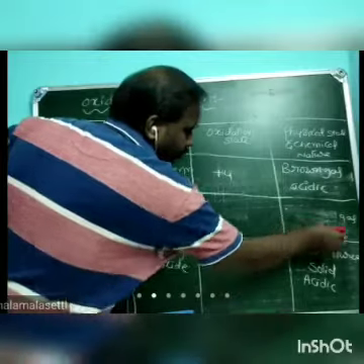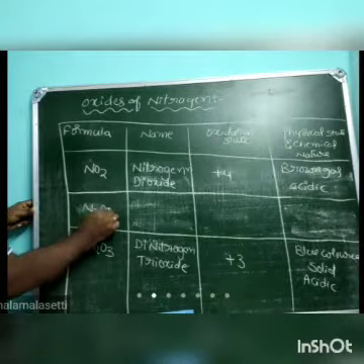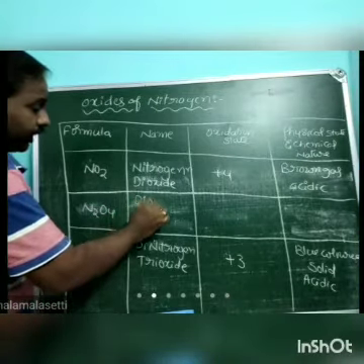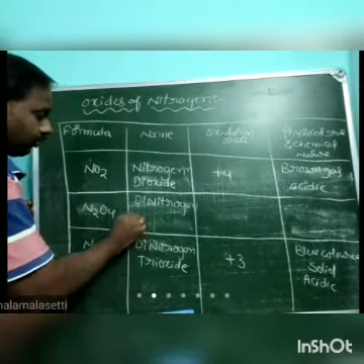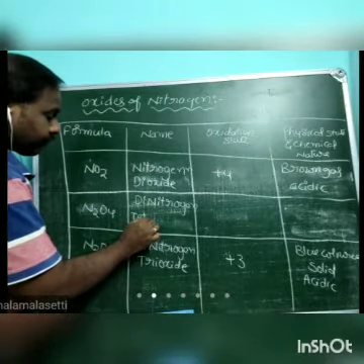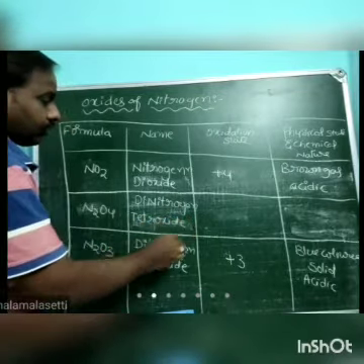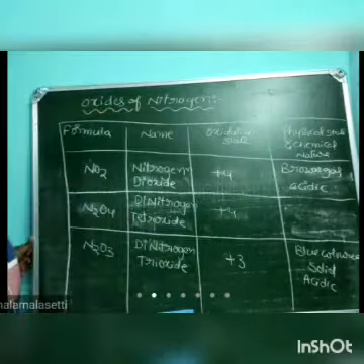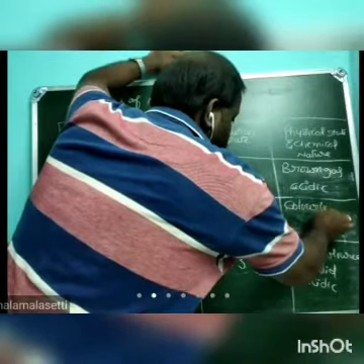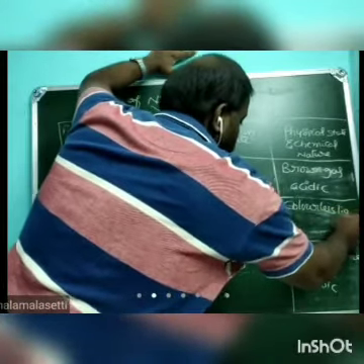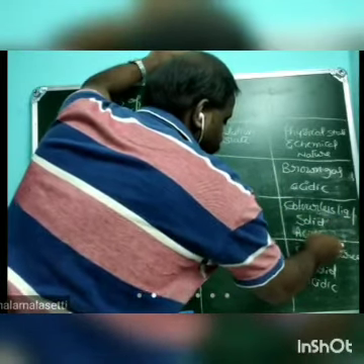Next oxide, N2O4. This is dinitrogen tetroxide. Here also the oxidation state is +4. It is colorless, liquid or solid. Its chemical nature is again acidic.